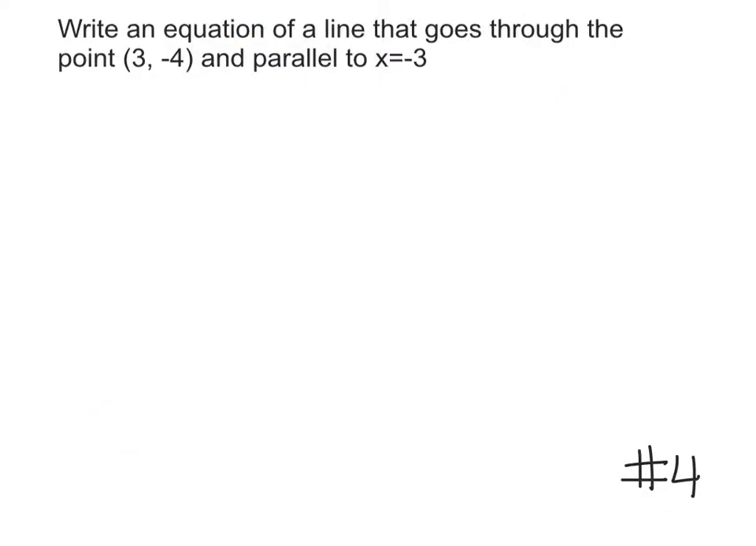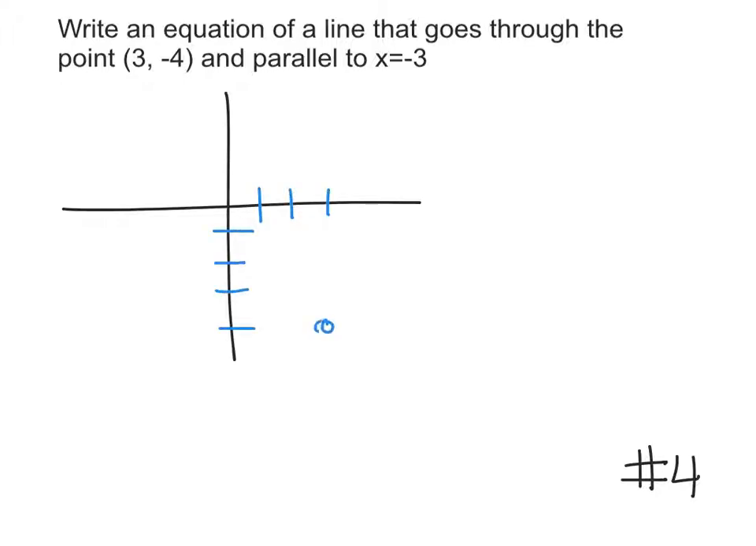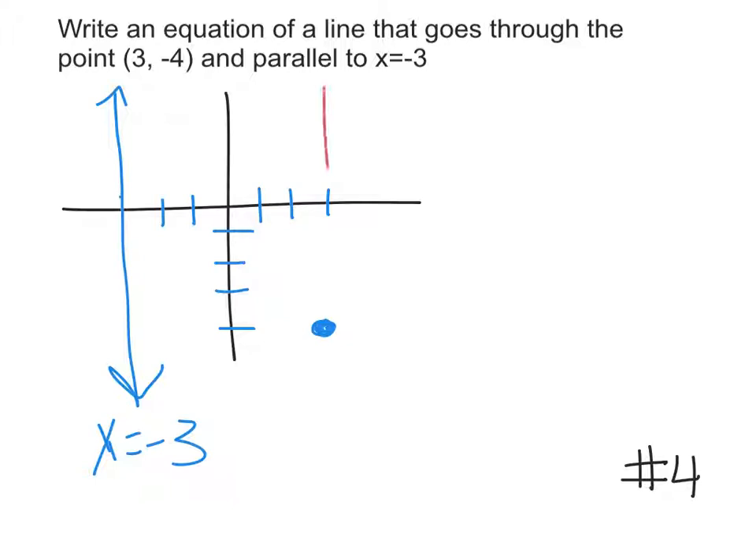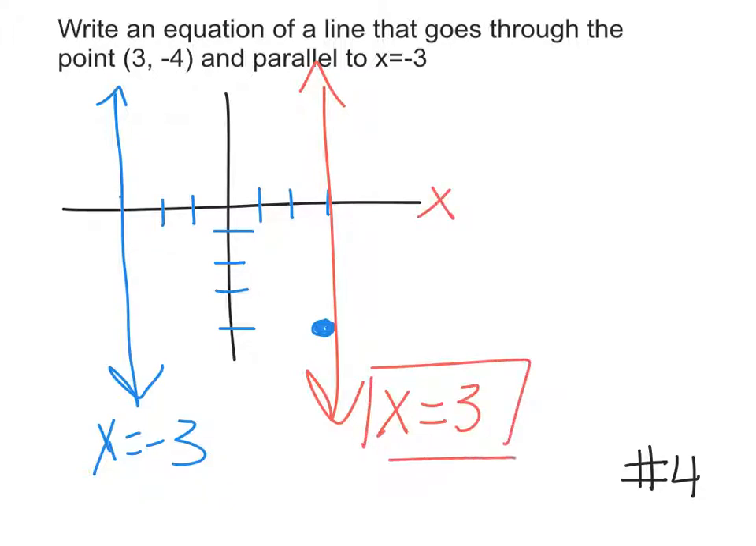Write an equation of a line that goes through the point and is parallel to x equals -3. What I like to say is, when in doubt, draw it out. So the first thing we have is the point, 1, 2, 3, 1, 2, 3, 4, which is right here. x equals -3 looks like this. So if I need an equation parallel to this, I need my equation to look like that. Well, the only way that's possible is if I have x equals, and what value does it go through the x-axis at? And that's 3. So there's my final answer there.